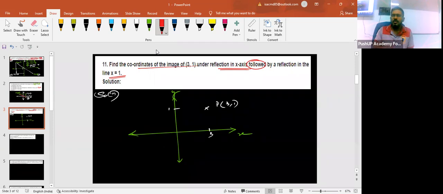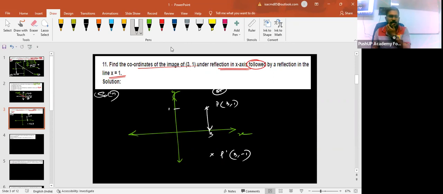They are asking you to do this reflection at 2 different times, isn't it? First time, they are asking us to reflect it in the x-axis. So obviously, children, right now it is in the first quadrant. From the first quadrant, through reflection in the x-axis, it will reach the fourth quadrant. So that is going to be 3, minus 1. Make sense? Because in the fourth quadrant, x is positive, y is negative.